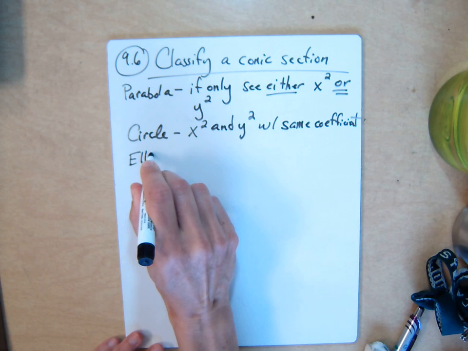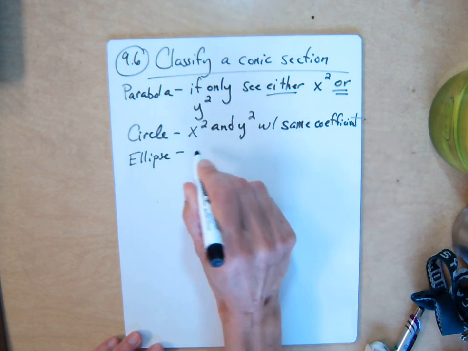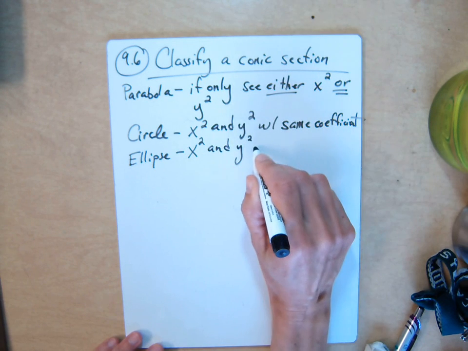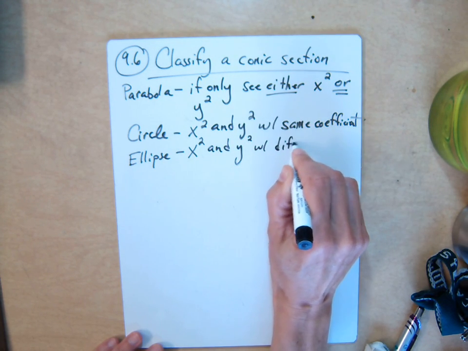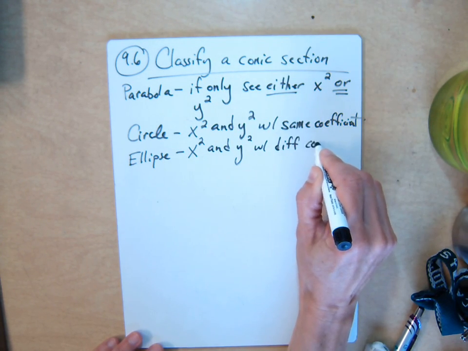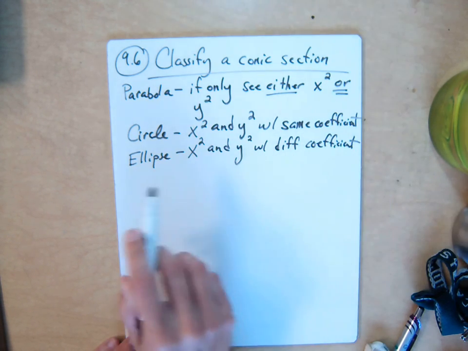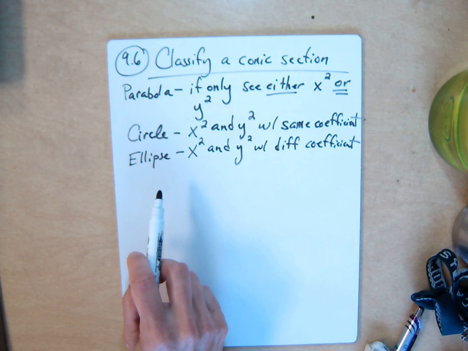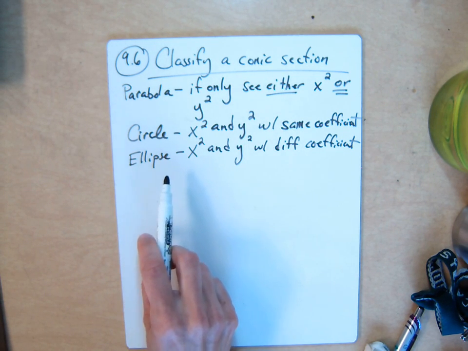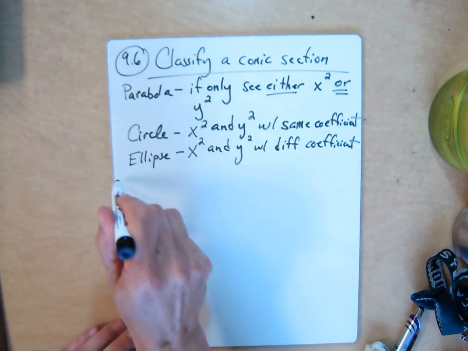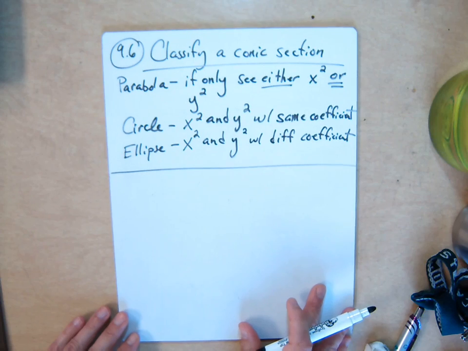And it's an ellipse if you see both x squared and y squared, but with different coefficients. And that's why you can end up with something on the bottom. With the ellipse you have to have a one on the right hand side, so you could get some denominators under x squared and y squared. With a circle you can't, because it'll always divide out. So those are the things to look for.